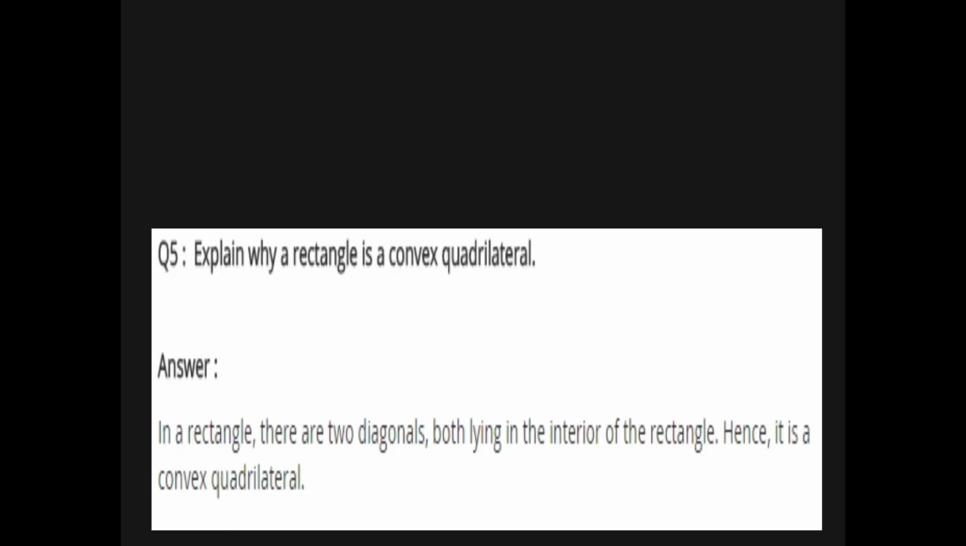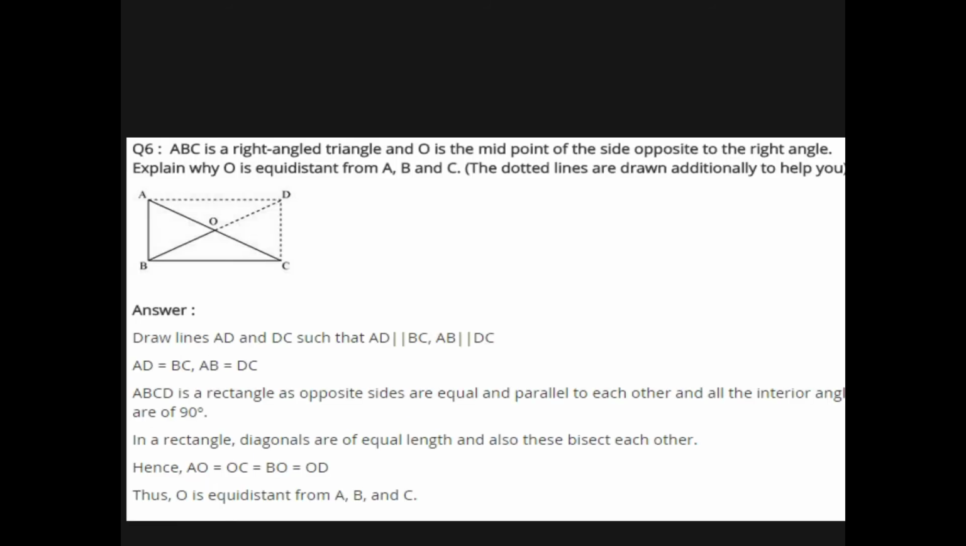Now let us see question number 5. Explain why a rectangle is a convex quadrilateral. Convex quadrilateral means when we construct its diagonals, they will lie inside the figure. So in a rectangle there are two diagonals both lying in the interior of the rectangle. See, this is a rectangle, and when we construct two diagonals, they lie inside the diagram. That is why it is a convex quadrilateral.